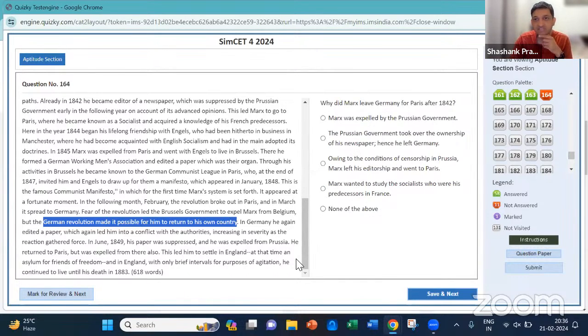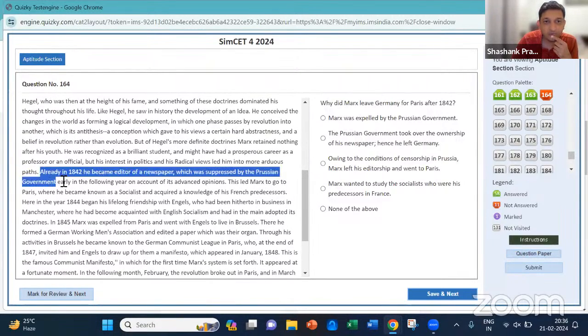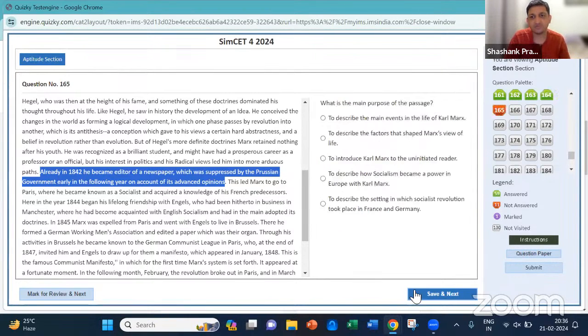Why did Marx leave Germany for Paris after 1842? 1842, okay. Editor of a newspaper which was suppressed by the Prussian government earlier the following year on account of its advanced opinions. Took the ownership, can't say that, was expelled, can't say that either, owing to the conditions of censorship. Yeah, I think this is fine, this is good, okay.